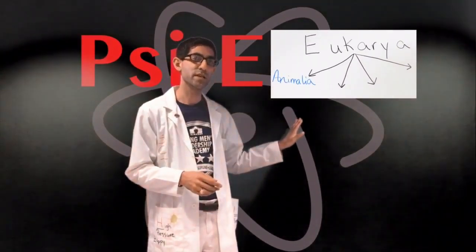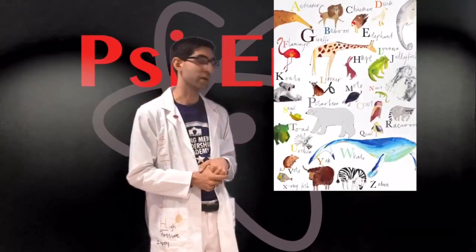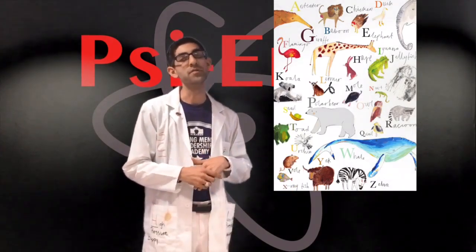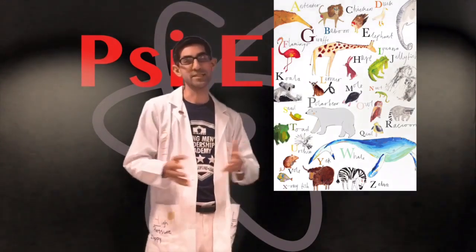The first kingdom that we see here is the Animalia kingdom. Here are some examples of the animal kingdom. As you can see here, there's a variety of organisms inside of the animal kingdom. They include anything from amphibians, reptiles, and mammals, etc.